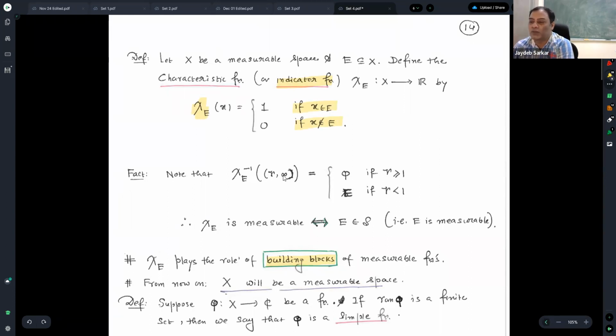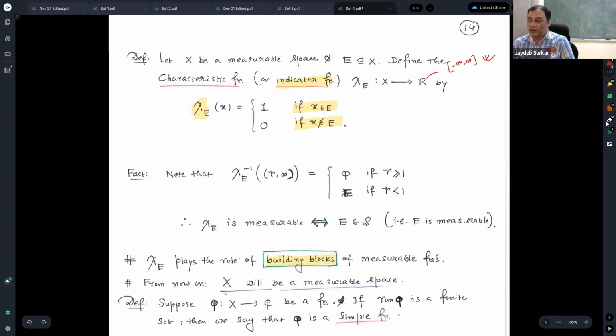Oh, I'm sorry, I'm not taking infinity here. So this is also open. Okay. So the inverse image of (r, infinity) is the empty set if r is larger than or equal to 1, and it is E if r is smaller than 1. Am I saying right? Yeah, correct. I don't think there is any problem if you replace r by extended real as well. Not a problem. After all, we are going to talk about measurable functions, so this is also fine.